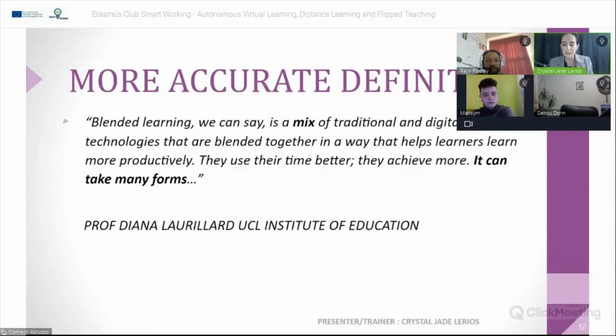Blended learning, we can say, is a mix of traditional and digital technologies that are blended together in a way that helps learners learn more productively. They use their time better, they achieve more, it can take many forms, and therefore it's not a one-size-fits-all formula. This definition was from Professor Diana Lorillard from UCL Institute of Education. Next slide.